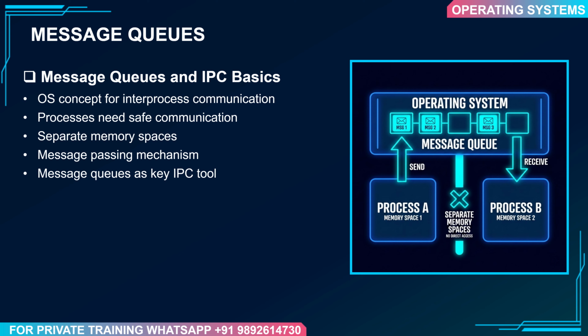To understand message queues properly, it helps to remember what we already discussed earlier about interprocess communication. We learned that processes often need to talk to each other. They may be part of the same application, or they may be completely different programs working together. Since processes run in separate memory spaces, they cannot simply read or write each other's data. The operating system has to provide safe and controlled ways for this communication to happen. One such way is message passing, and message queues are a very important part of that idea.